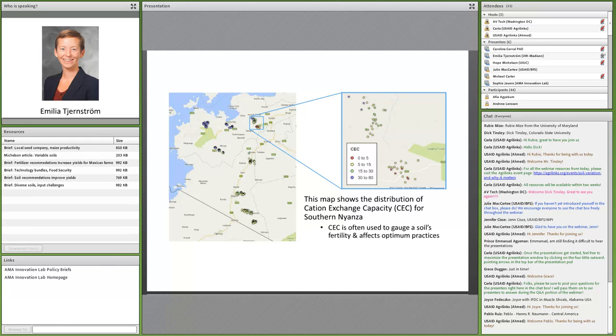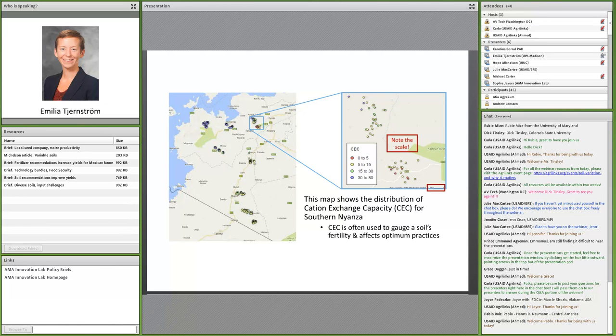And so the different dots here, the colors of those dots, represent different ranges of cation exchange capacity. And this correlates with, as I said, different soil types, different optimum practices. Note that across just a couple of villages here, we have fields that fall into very low, low, medium, and high ranges of CEC. And so even within a village, soil quality can vary quite a bit.